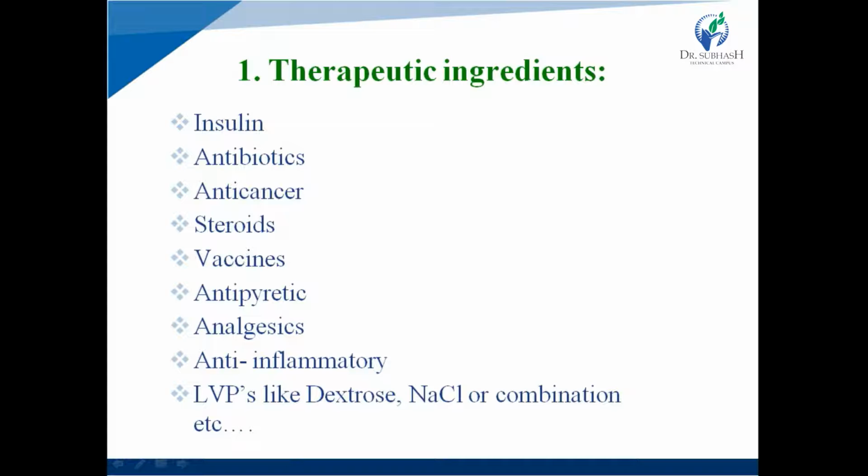First one, therapeutic ingredients or active pharmaceutical ingredients. Examples are insulin, antibiotics, anti-cancer drug substances, steroids, vaccines, antipyretics, analgesics, anti-inflammatory drug products, and LVP like dextrose, NaCl, or a combination of both. That is the example of therapeutic ingredients that are used in a parenteral preparation.